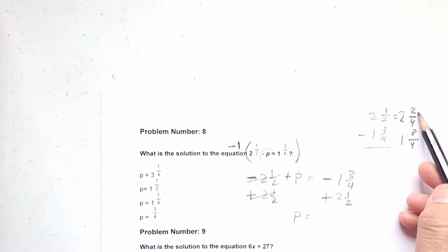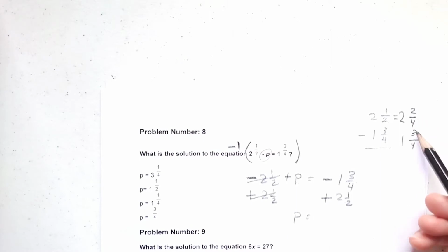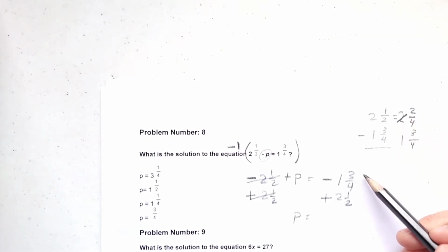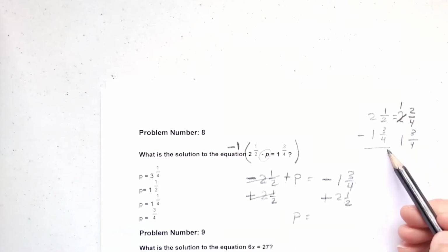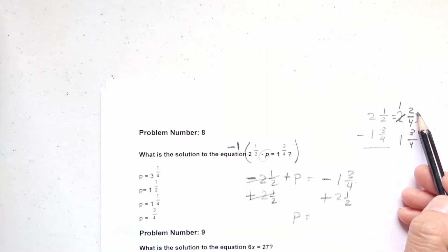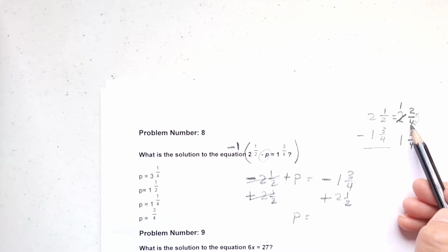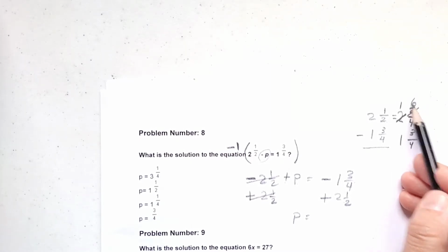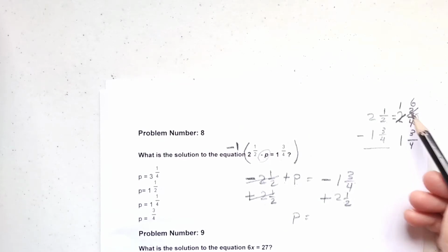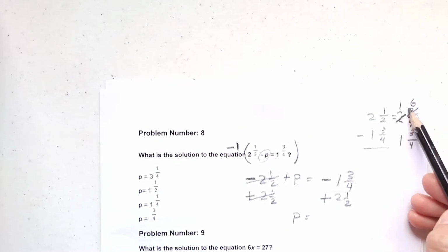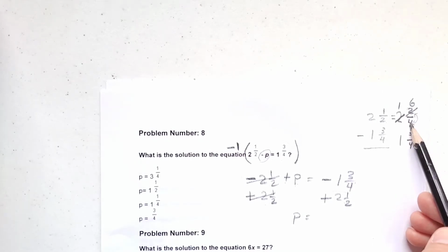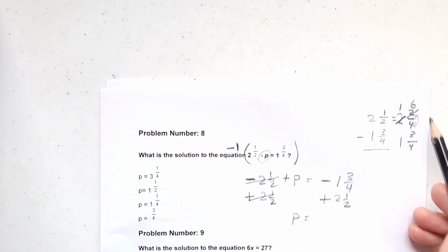We got a problem here now because you cannot subtract a 3 from a 2. We have to borrow from the whole number. So when we borrow from the whole number in the fraction world, we add the denominator to the numerator. So this becomes a 6. Instead of like in the whole number world, you just add a 1 right here. In the fraction world, you add the denominator to the numerator.